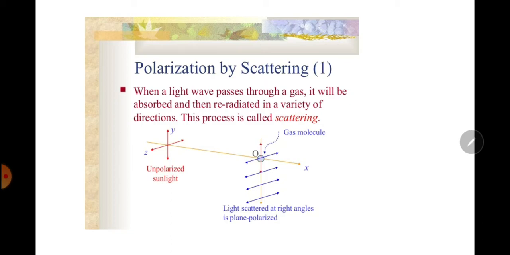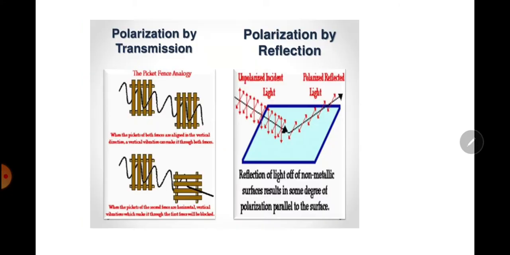Polarization by scattering: when a light wave passes through a gas, it will be absorbed and then re-radiated in a variety of directions. This process is called scattering. For example, unpolarized light is absorbed by a gas molecule and radiated in this direction. Light scattered at right angles is plane polarized. So here it is plane polarized.